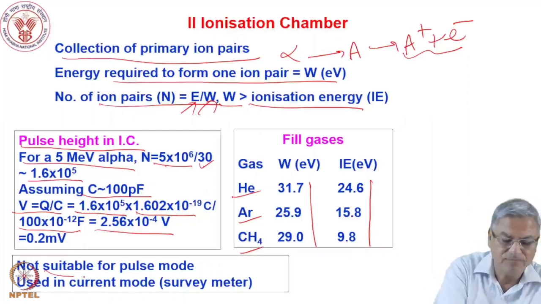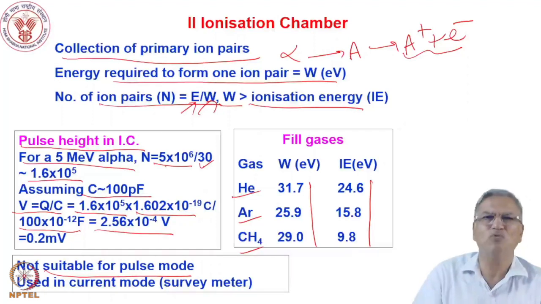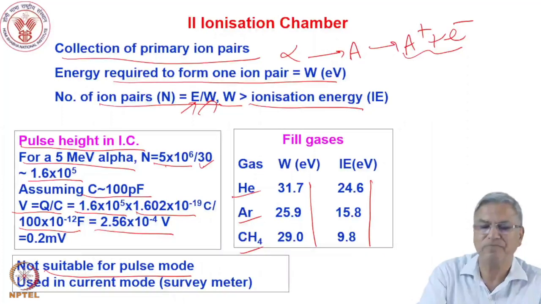Because of that, these detectors are not really suitable in pulse mode. Instead of that, if you have a constant source of radiation, you can use it in current mode. That is what happens in a survey meter. So in a survey meter, you just keep on detecting the radiation level in a current mode that tells you the level of radiation. So ionization chambers are actually used in survey meter mode, which give a more qualitative idea than the quantification of the radiation levels.